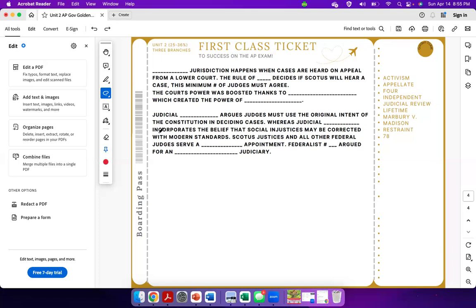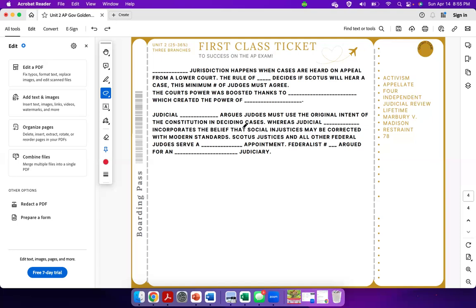All right. Now we have some theories on what the Supreme Court should and should not do. Judicial blank argues judges must use the original intent of the Constitution in deciding cases. We call that judicial. It's judicial blank versus blank. The term here is judicial restraint. Yeah, restraint. Thank you. You got it.